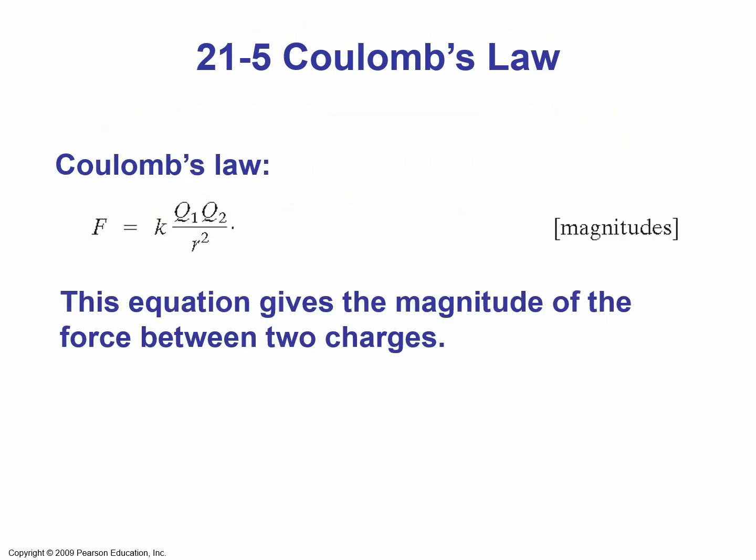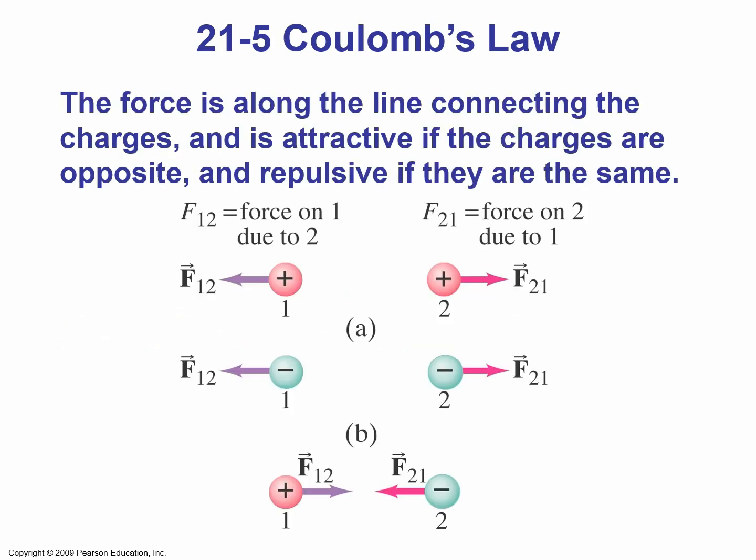Coulomb's law describes the magnitude of the force between the two charges. The Coulomb force F between two charges, Q1 and Q2, equals K, which is a proportionality factor or a constant, times the magnitude of charge 1, times the magnitude of charge 2, divided by r squared, the square of the distance between the two charges. The Coulomb force is along the line connecting the charges and is attractive if the charges are opposite and repulsive if the charges are of the same kind.